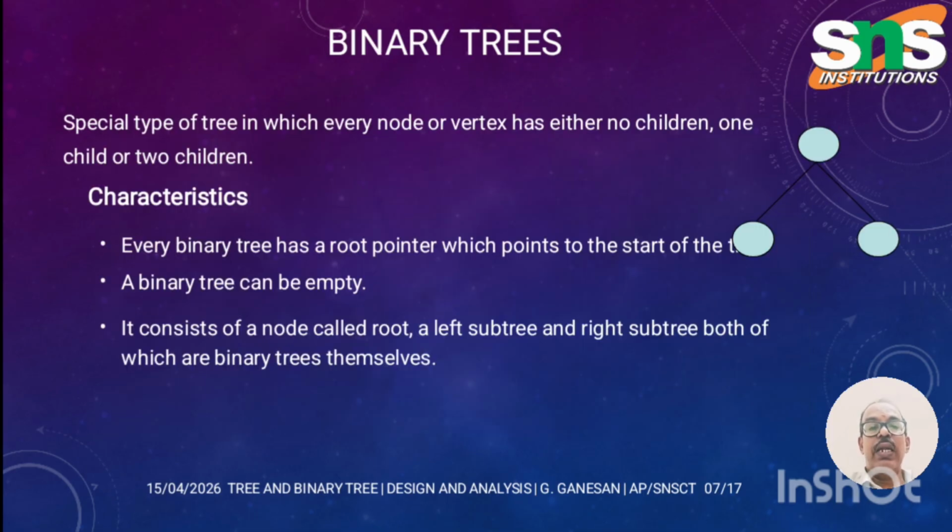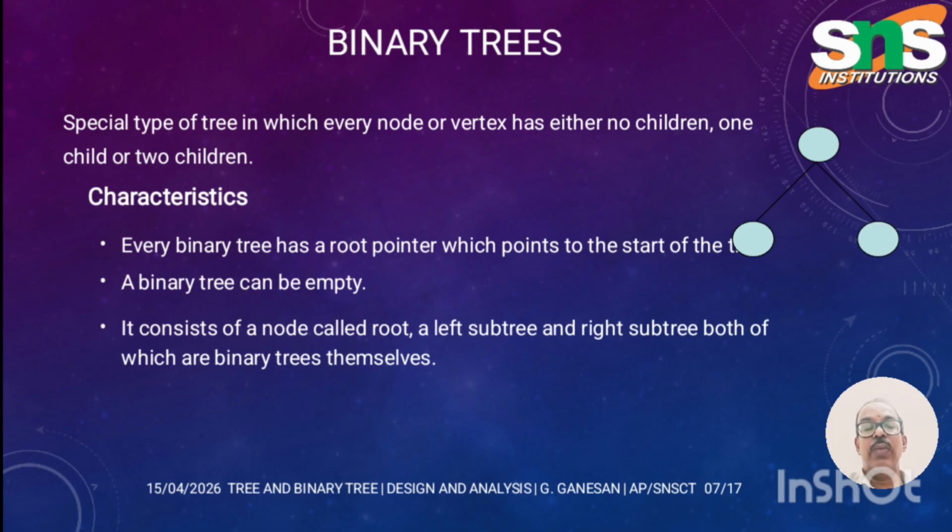So what are binary trees? Trees are nodes with children. But a binary tree has no children, or one child, or at the maximum two children. Binary means two. So a node has zero children, or one child, or a maximum of two children. This type of tree is called a binary tree.